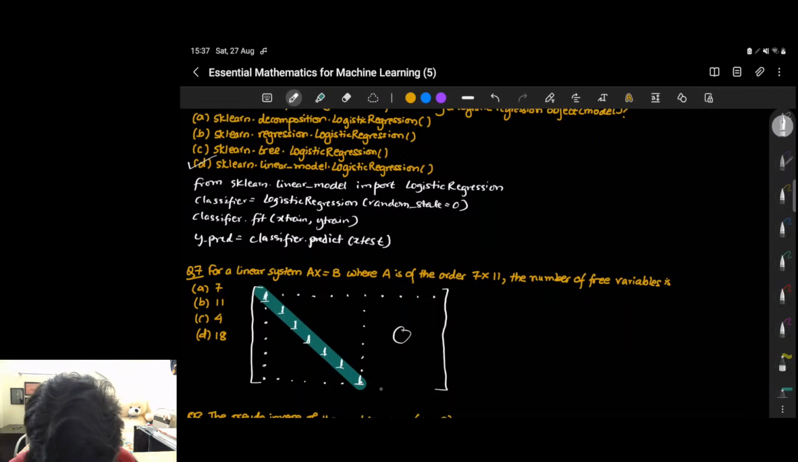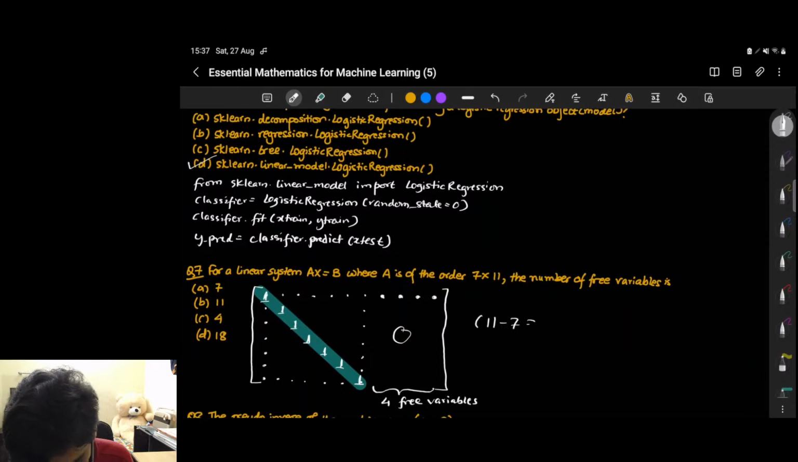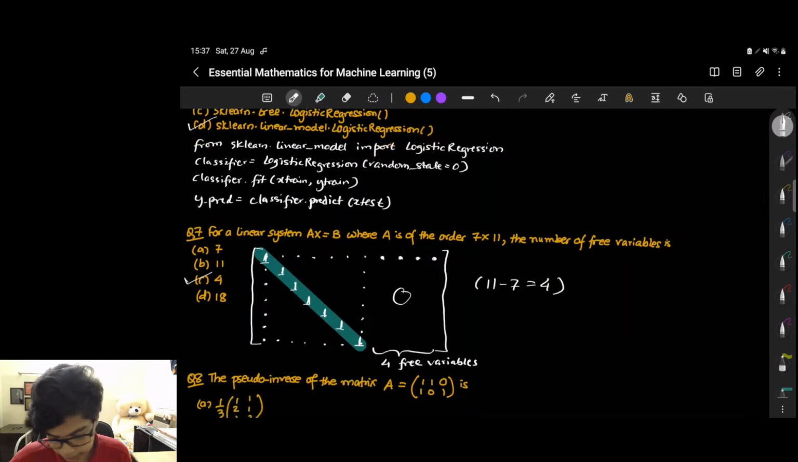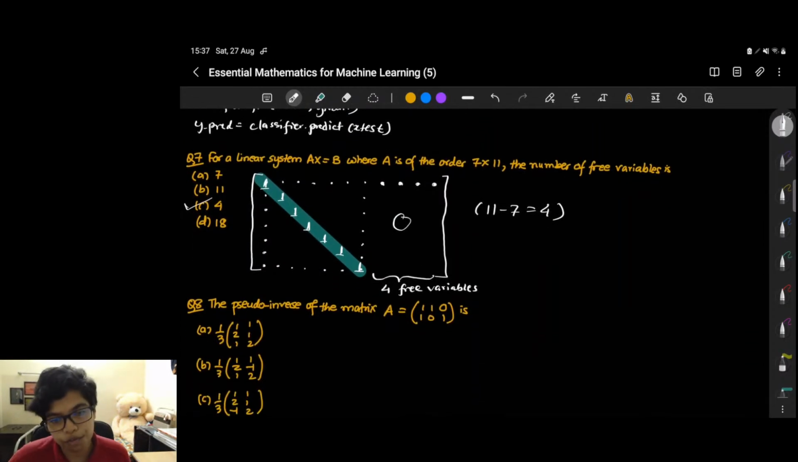So how many free variables do you have? The free variables are the ones which do not have a pivot. So variables which do not have this pivot 1 are called the free variables, and as you can see you have 1, 2, 3 and 4 of them remaining. So you have 4 free variables. And how is this coming? This is coming from 11 minus 7, which is equal to 4. So the correct option is option C, which is 4. You have 4 free variables.